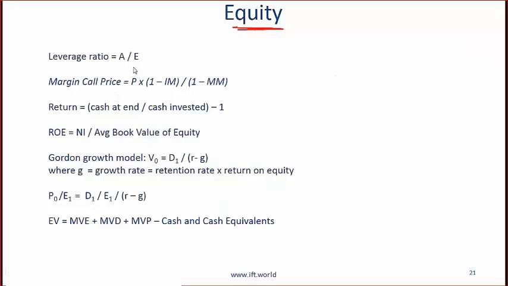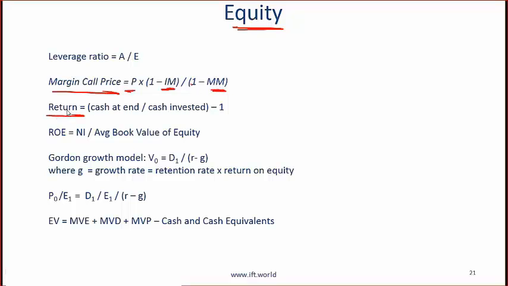Leverage ratio is asset over equity. So know that. The margin call price, if you buy on margin and the price starts going down, when will you get a call? It's given by this expression, where P is the initial price. And then 1 minus initial margin, that's your initial margin requirement, divided by 1 minus the maintenance margin requirement. These are numbers that you put in decimal.